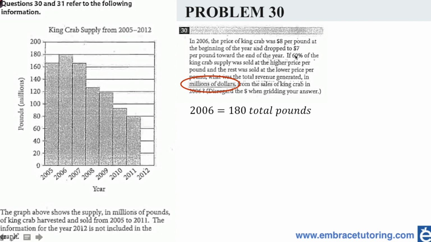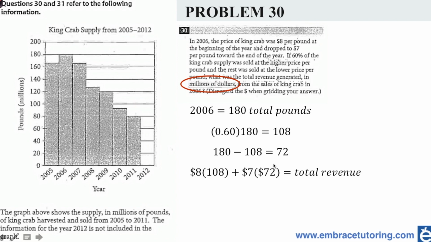I then want to take 60% of that amount because that's going to tell me if 60% of the king crab supply was sold at the higher price per pound, exactly how many pounds were sold at the higher price. So 0.6, which is 60%, multiplied by 180 gives me 108. Now I'm going to take my 180 minus 108, and that's going to give me 72. This is the amount of crab that was sold at the lower price. So 108 pounds were sold at the higher price, and the 72 is how much was sold at the lower price.